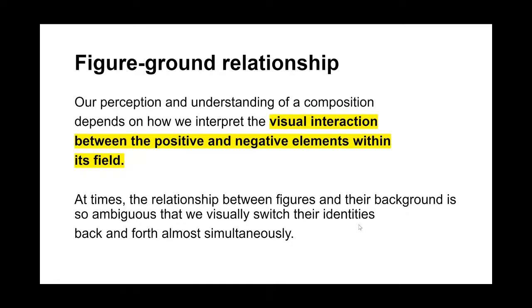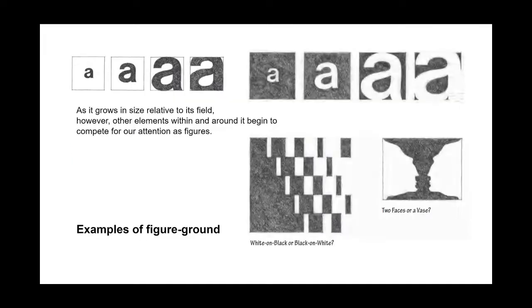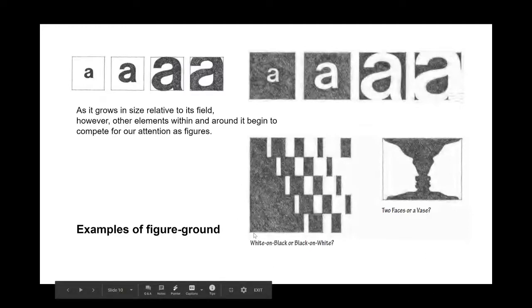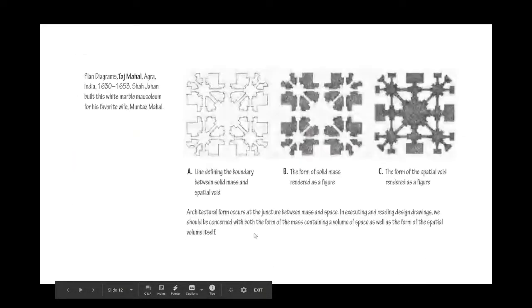So at times, the relationship between figure and their background is so ambiguous that we visually switch their identities back and forth almost simultaneously. So this is understood in these figures. This is especially when we're thinking about psychology and the understanding of your visual perception. These would come into mind.